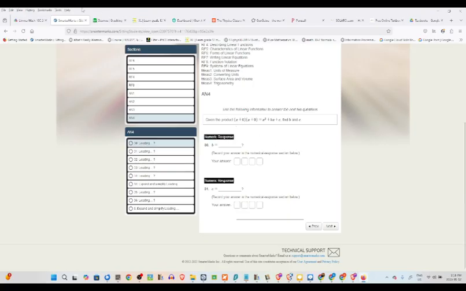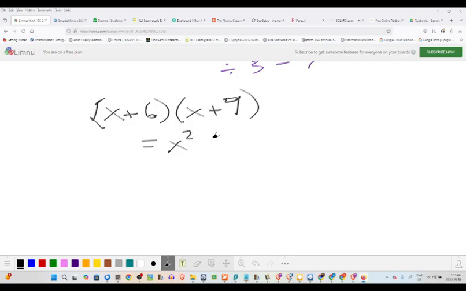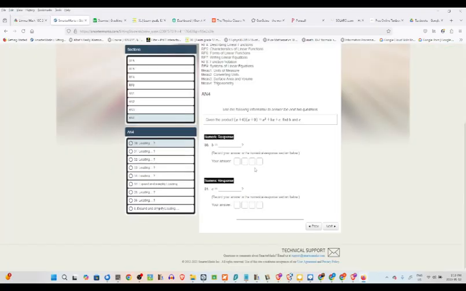Now we'll jump ahead here. x plus 6 times x plus 9. So that's x squared plus 6x plus 9x plus 54. x squared plus 15x plus 54. So here our terms are 15 and 54.